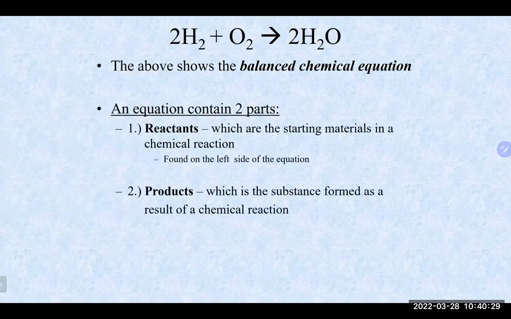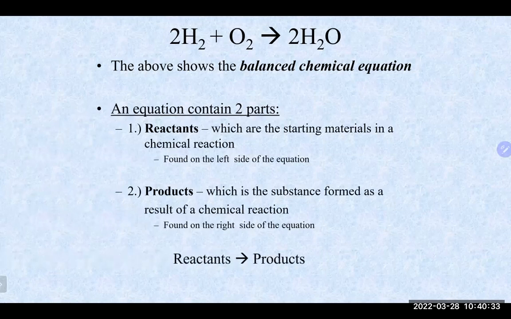When we talk about chemical equations, there are a couple of important parts to it. On the left-hand side of the arrow are what are referred to as our reactants, and those are our starting materials in a chemical reaction. On the right-hand side of the arrow are what are referred to as our products, which are the stuff that's made as a result of the chemical reaction. So left-hand side reactants, right-hand side products.